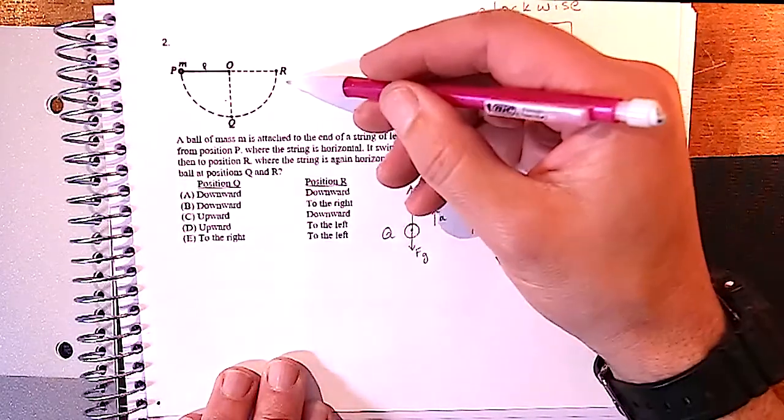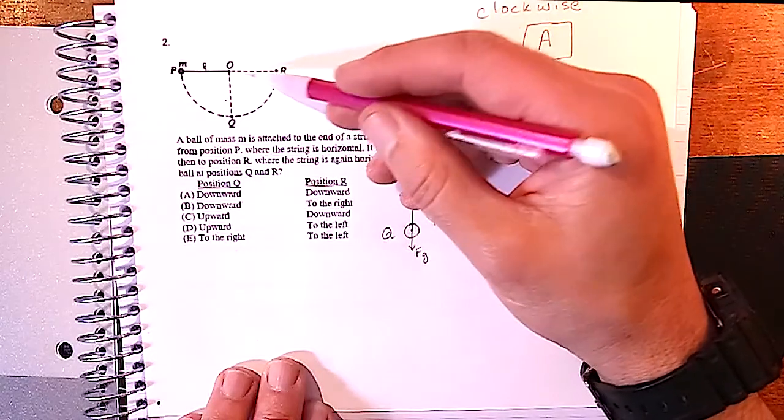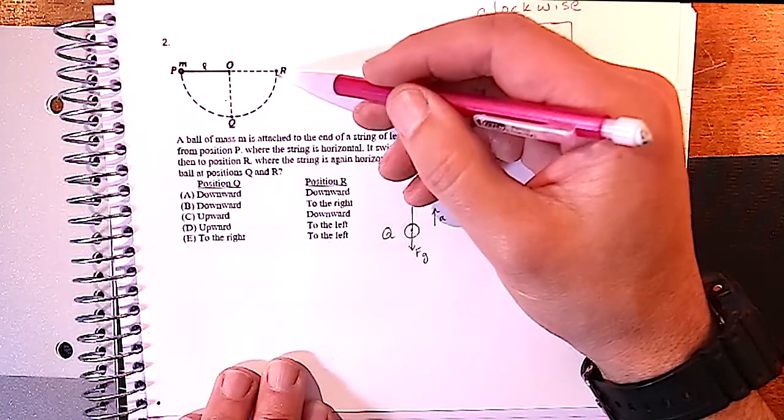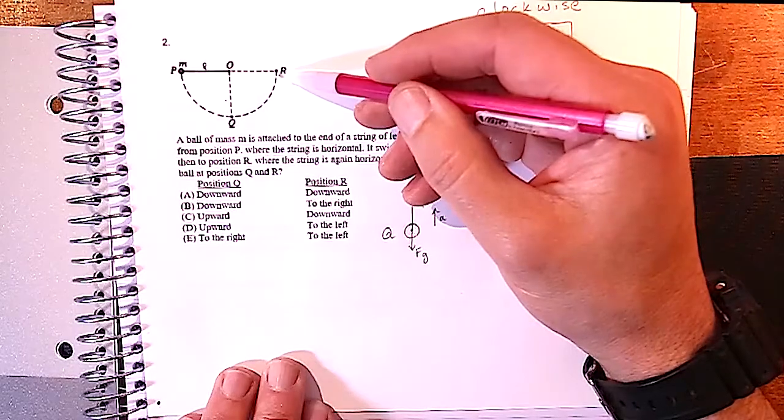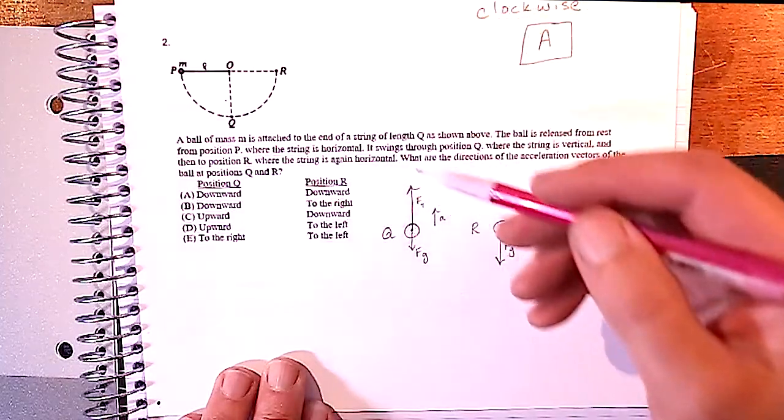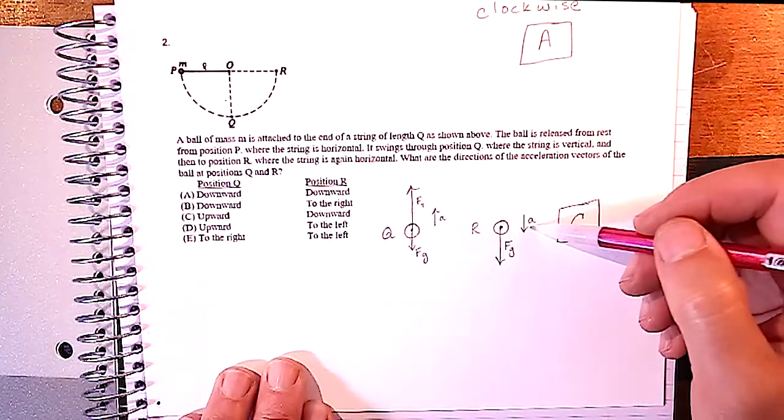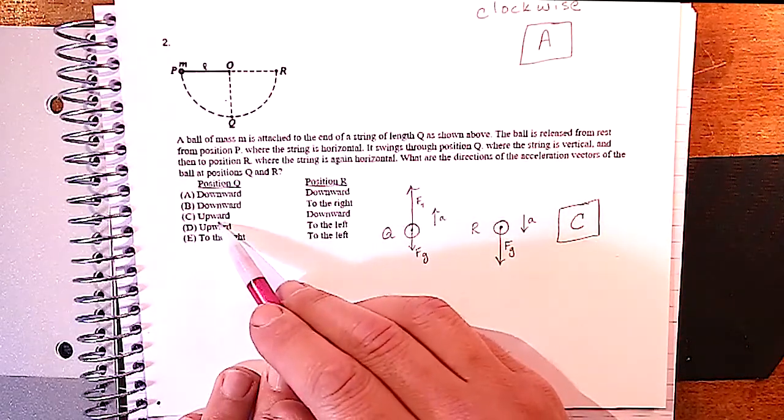When it's at position R, there is no tension because the velocity is zero, so the force of gravity is the only force acting on it, and that acts down, so the acceleration is down. So at Q it's up, and at R, it's down.